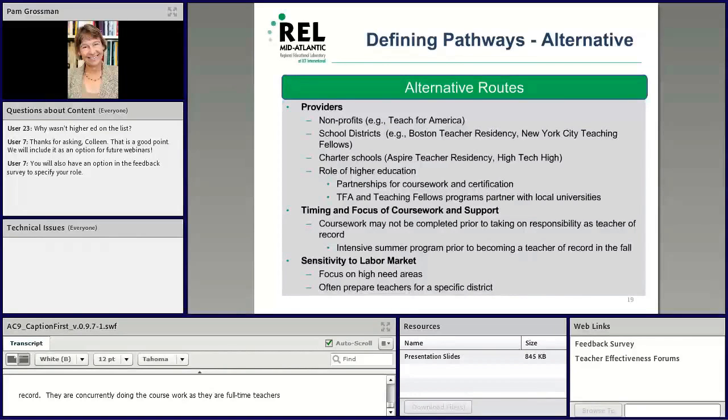Alternative routes tend to be much more sensitive to labor market issues. So again, first they focus on high need areas, and when Teach for America first began, for example, it targeted places like rural Louisiana where they had a very hard time finding teachers. In New York, the New York City Teaching Fellows largely replaced the emergency credentialed or teachers on temporary license. So they target those high need areas. And they're more likely to prepare teachers for a specific district and really respond to the needs of that district. So the New York City Teaching Fellows has altered the kinds of teachers it's recruited based on the needs of New York City schools.